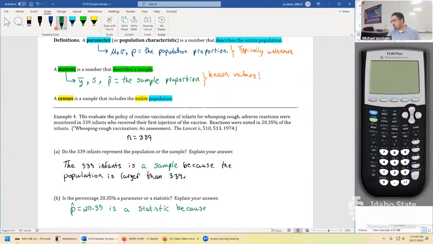because it describes the sample of 339, which was in infants.